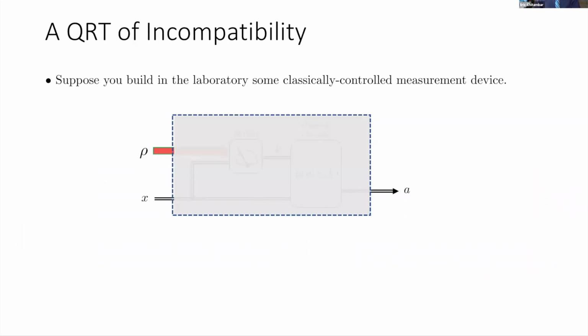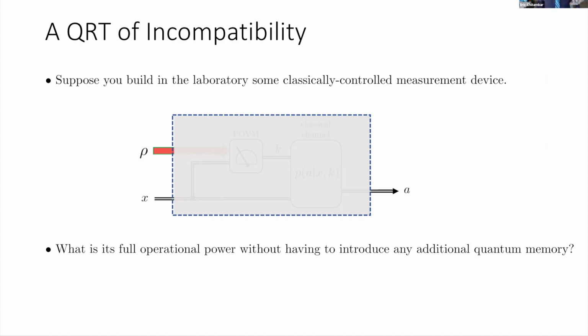Okay, I'll go through this somewhat quickly in the interest of time. Suppose you're in the laboratory and you build some classically controlled measurement device. I don't care what's going on inside the box. It's just some black box with this property. A very natural question is, what is the full operational power I can achieve with this box without having to introduce any additional quantum memory? So I'm thinking of quantum memory as a resource. I'm framing this very natural question that arises in anyone's laboratory as a resource theory question, where I've identified quantum memory as the expensive resource.